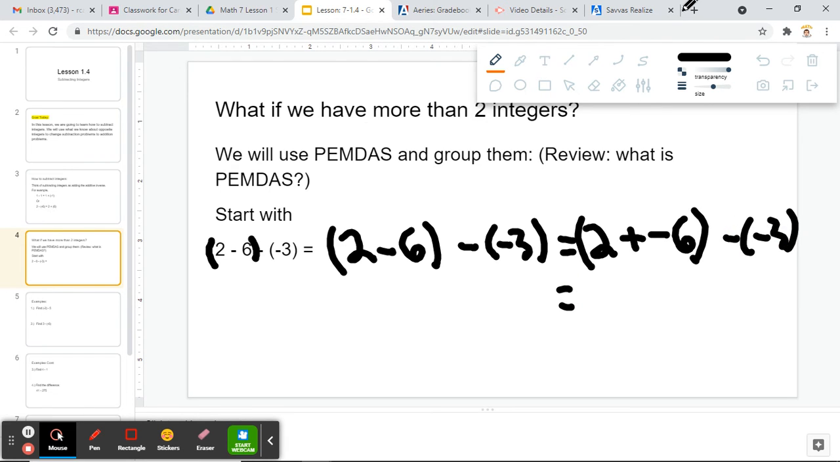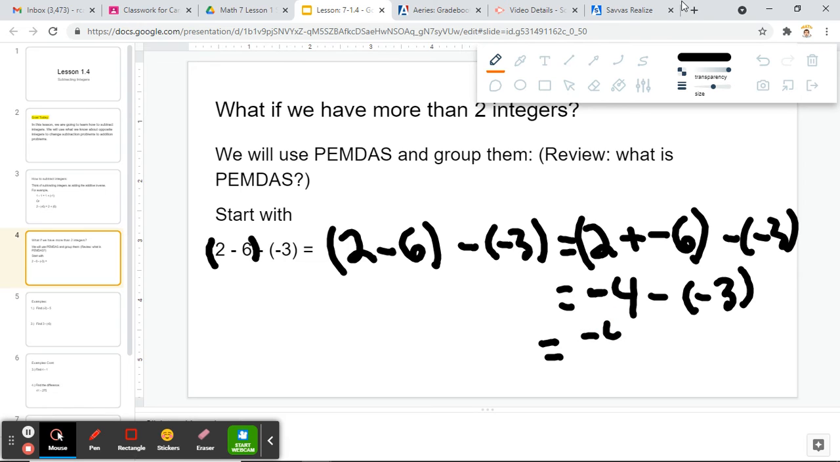So 2 plus negative 6, we have two numbers with different signs here, so we have to subtract these values. 6 minus 2 is 4. Now, which one of these has a larger absolute value, 2 or negative 6? It's negative 6, right? So we get a negative 4. And then minus negative 3.